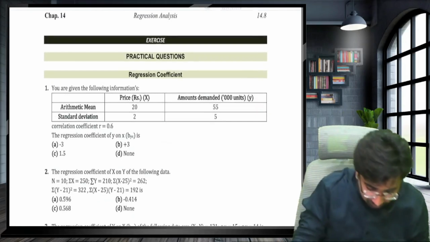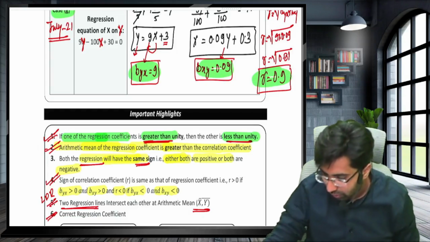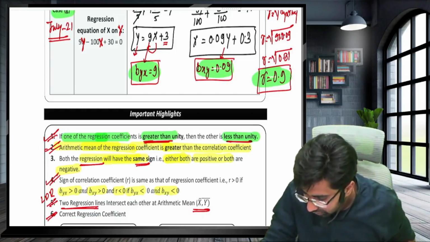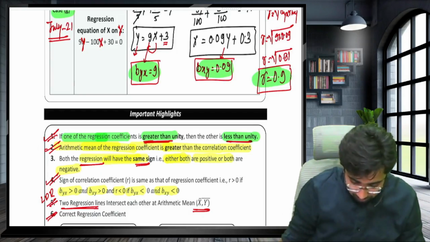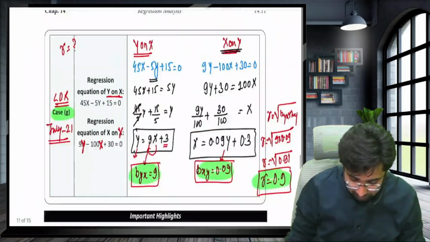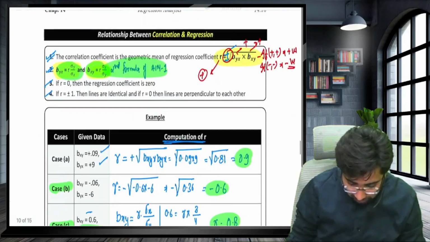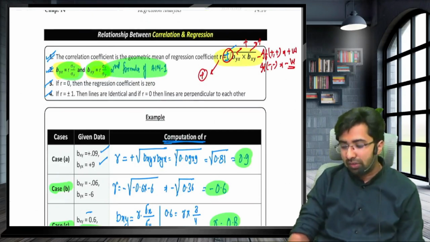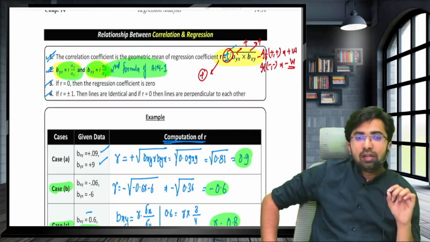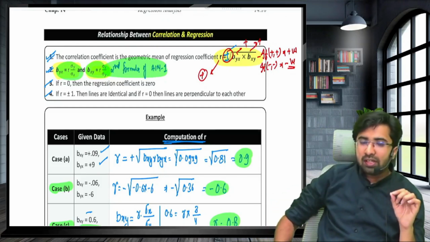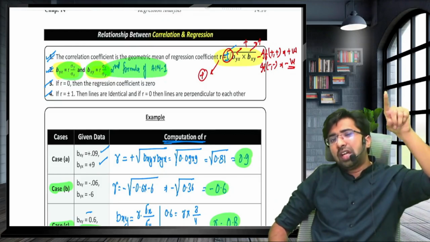Guys, let's cover the concept handbook first. Let's start with the concept handbook. In the last class, after completing all the questions and common property, we started with the relationship between the correlation and regression. Here I taught you that when both the coefficients are given, R is the correlation coefficient and B is the regression coefficient.